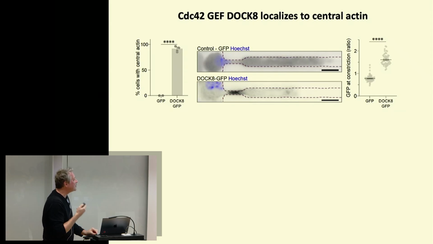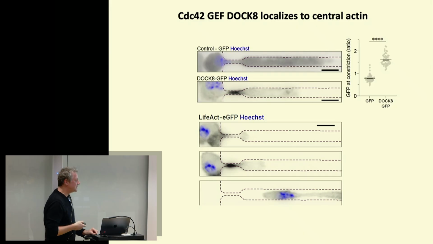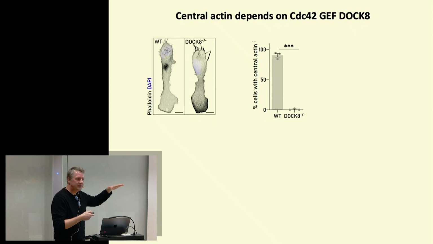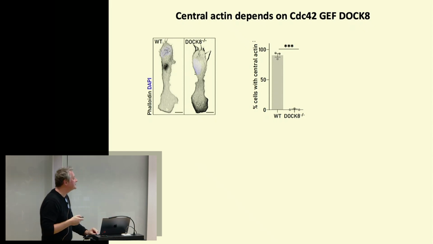But yeah, that's all correlative, and we were wondering how we can look at this functionally, and for that we had to find out how this central actin structure is regulated, and I'll just skip over it. So in the end, we found that CDC42 is the central Rho GTPase that drives this central actin structure, but CDC42 is doing a lot of other things. So we looked at upstream regulators of CDC42, and we were lucky that we found one GEF of CDC42.